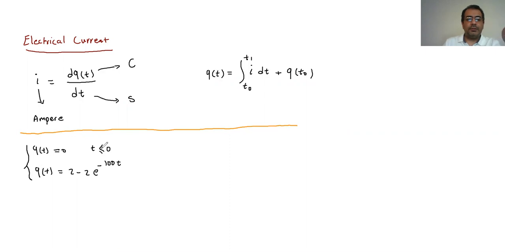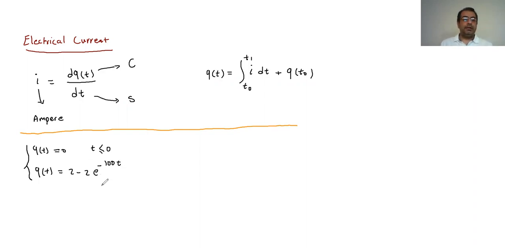If I am at time zero, or before that reference time, whatever our reference time is, there is no current in our system. So it's like the switch is open, no current. And then as soon as we close the switch and there is a current in the system, this is going to be the charge we are going to have.